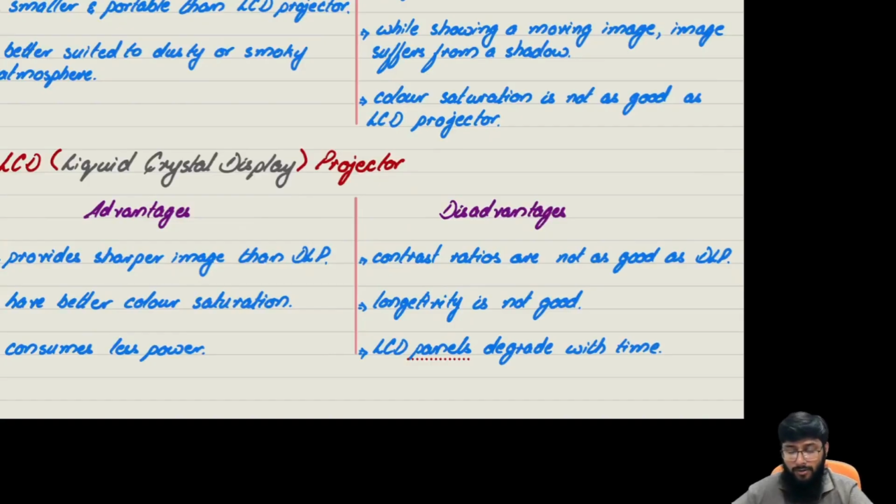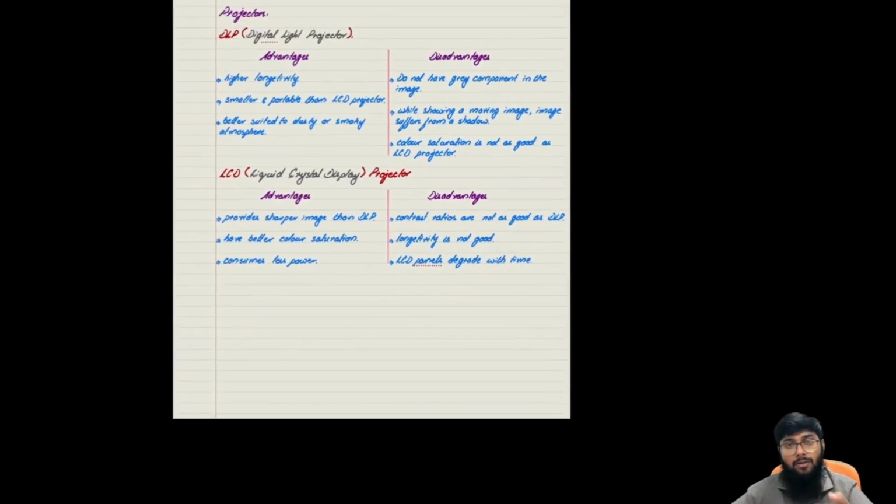So this was for the projectors, and we discussed the LEDs and the OLEDs as well, as well as the loudspeaker. In the next session we are going to discuss the printers.